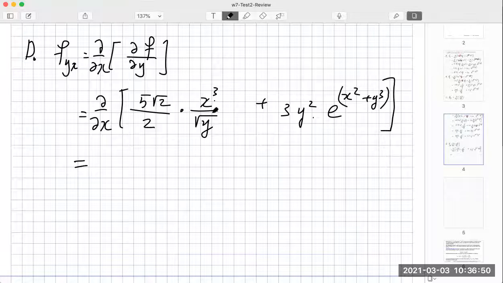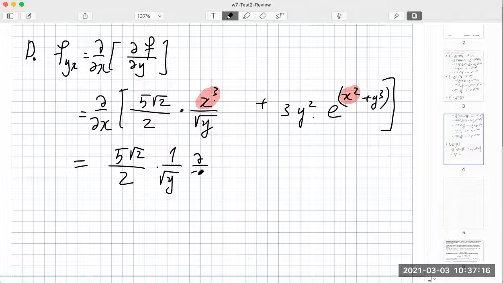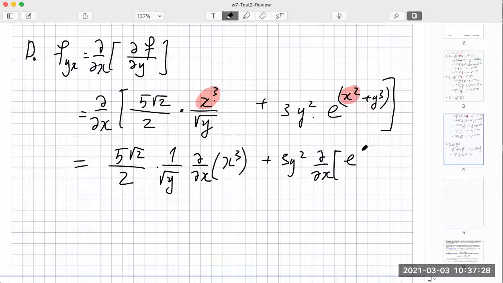Therefore, we treat y and the other things as constant. The only things that matter here are x cubed and e to the x squared plus y cubed. So the constant we can take out of the partial derivative. Therefore, it will be 5 square root of 2 over 2 square root of y d over dx of x cubed plus 3y squared d over dx of e to the x squared plus y cubed.